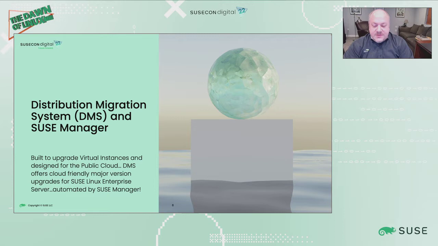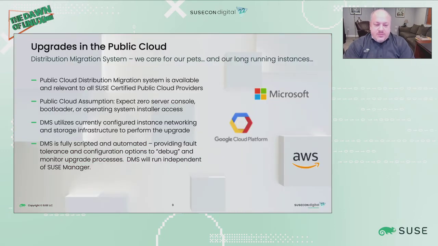DMS offers a cloud-friendly major version upgrade capability, and SUSE Manager adds some automation and content lifecycle management to drive additional economy and efficiency as part of this process. When we look at upgrades in the public cloud, there are some assumptions that I think resonate across all the hyperscalers and many of the tier 2 providers. When we look at the operation scenarios, access to server consoles, the bootloader, the ability to bootstrap an operating system installer that would be used with the unattended upgrade process is pretty limited.